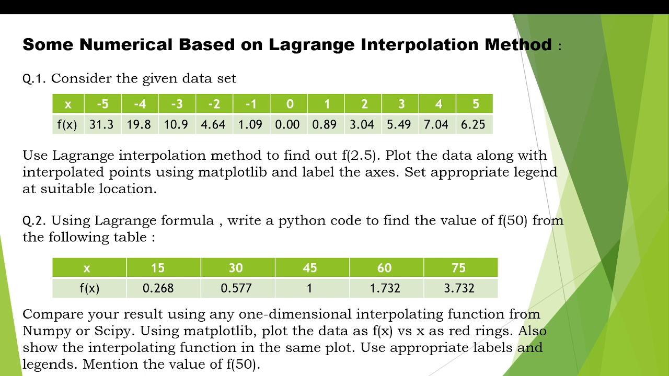Using matplotlib, plot the data points as f of x versus x as red rings. Also show the interpolating function in the same plot, use appropriate labels and legend, and mention the value of f of 50. I hope you will solve this question yourself after I show you its Python code. So let's see its Python code.